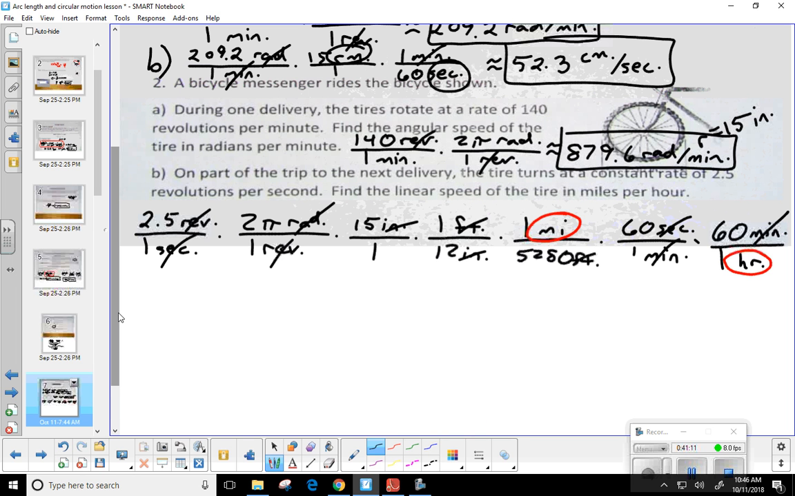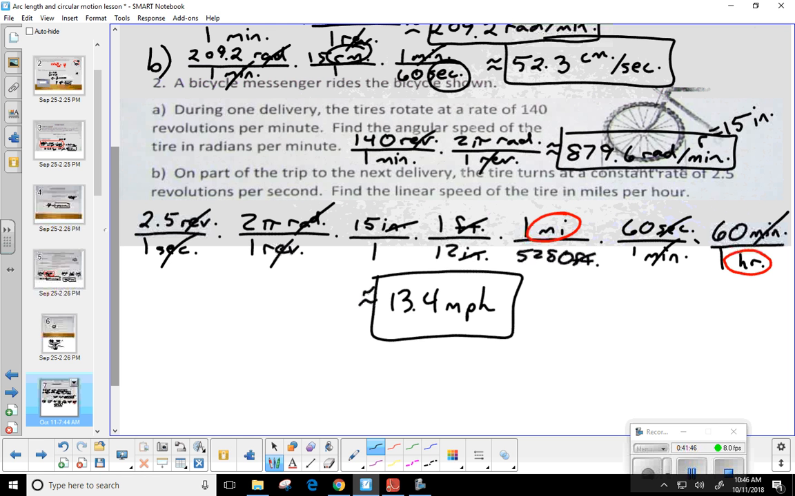So I would take 2.5 times 2 pi times 15 times 60 times 60, and then divide that by what? The product of 12 and 5,280. Okay, good. In fact, does anybody have that? I got 13.4. Yes, that's exactly what I got. Perfect. And that right there is dimensional analysis. That's linear and angular velocity. The other problems are going to be very, very similar.